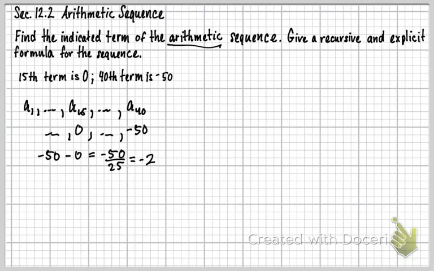Now that we have that difference, we're back to where we were before. I don't have the a1 term, but now I can find it. To get from 15 to 1, that'd be 14, 13, ..., 3, 2, 1. That's actually going to be 14 terms between, going back to a1. Like I said, that will be 14 terms.